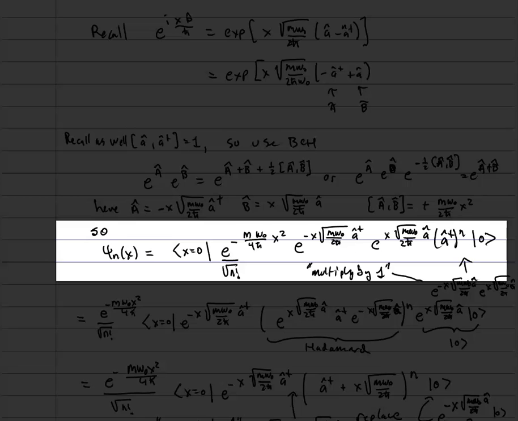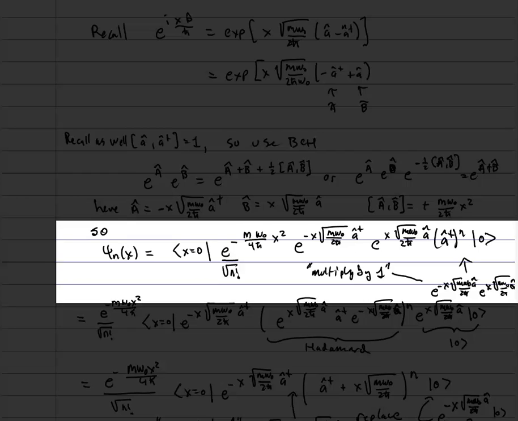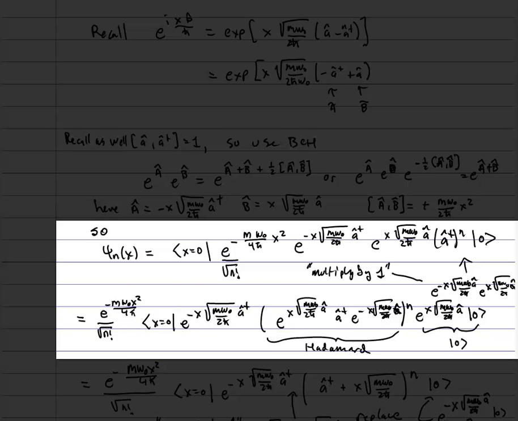Now, our next step is to multiply by 1. I multiply by e to the minus x square root of m omega 0 over 2h bar a hat, e to the x square root of m omega 0 over 2h bar a hat. That is obviously equal to 1. The term e to the x square root of m omega 0 over 2h bar a acting on the state 0, just replace the exponential by 1. It's just equal to 0.